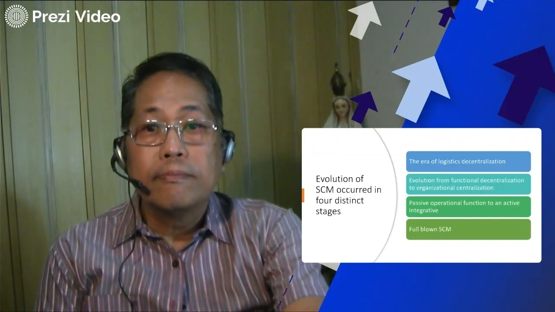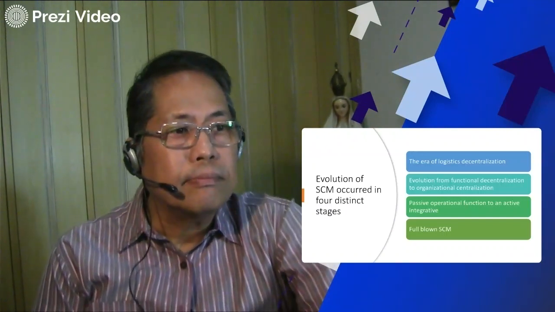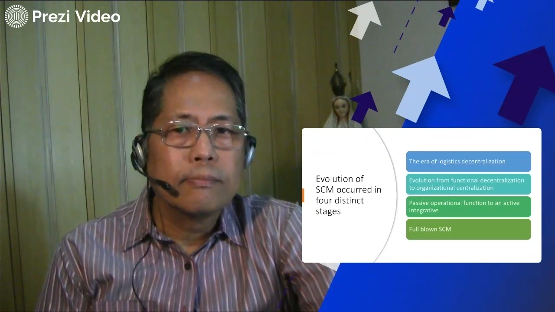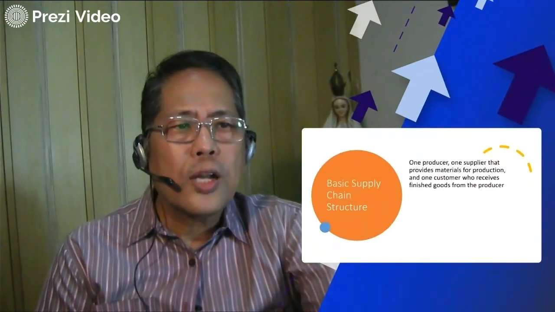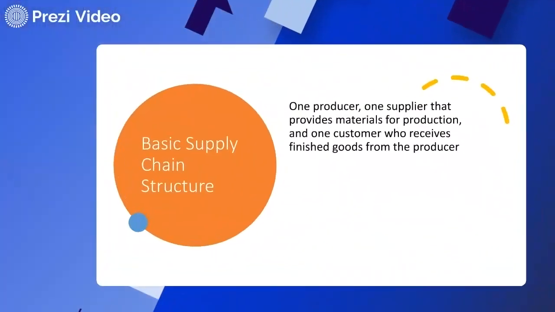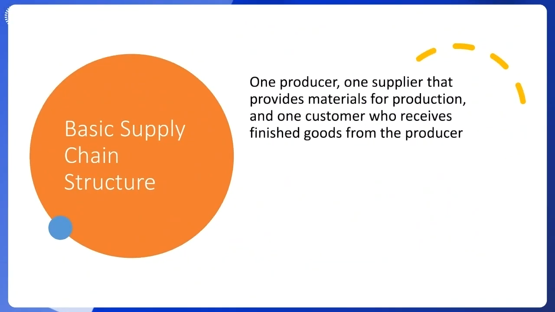SCM today is viewed from a multiple structural perspective. A basic supply chain structure consists of at least one producer, one supplier that provides for production, and one customer who receives the finished good from the producer.